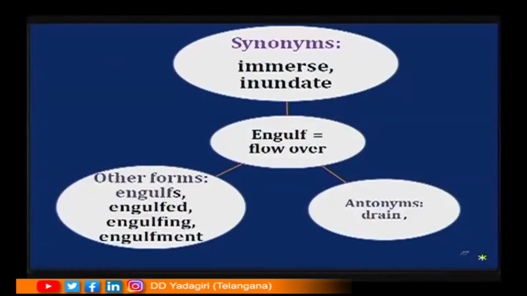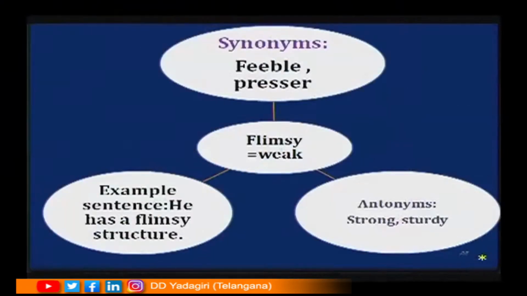The next word, engulf. It means flow over. The synonyms are immerse, inundate. Antonym: drain. The other forms of engulf are engulfs, engulfed, engulfing, engulfment. Next, flimsy. It means weak. The synonyms are feeble, fragile. Antonyms are strong, sturdy. Here is an example of the sentence: He has a flimsy structure.